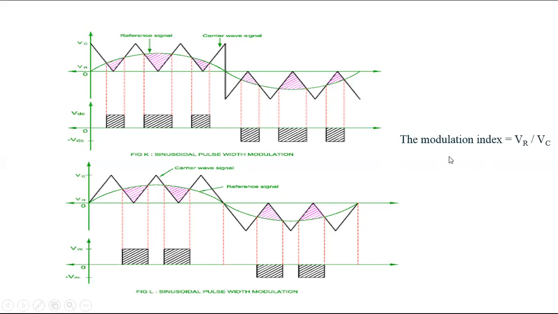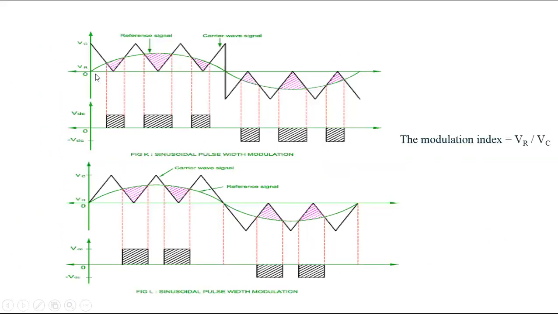What is the definition of modulation index? Modulation index is the ratio of reference voltage to carrier voltage. Okay, reference voltage to the carrier voltage. In the examination, a direct theory question will be asked: explain pulse width modulation and sinusoidal pulse width modulation, or anything similar.